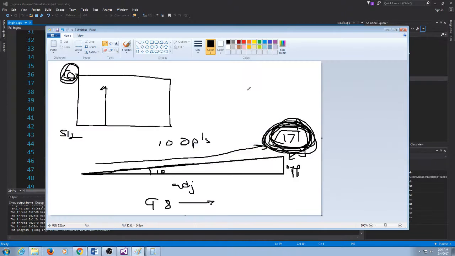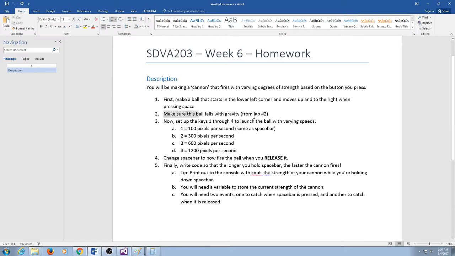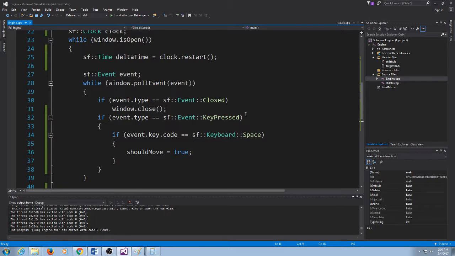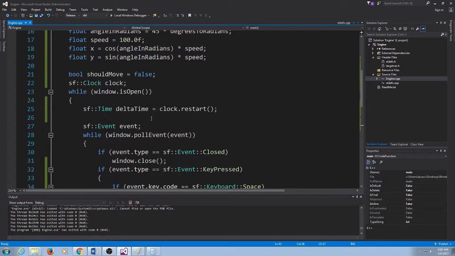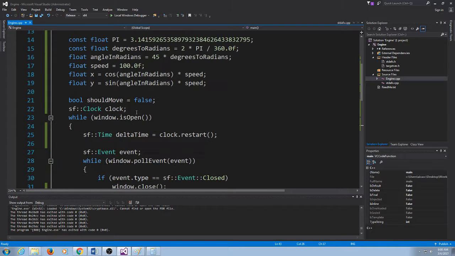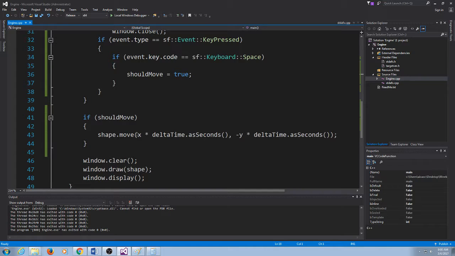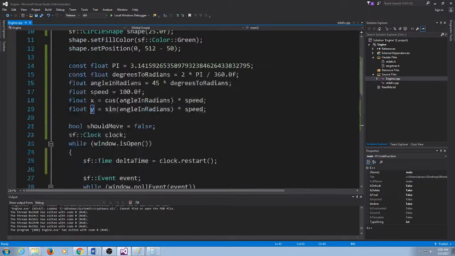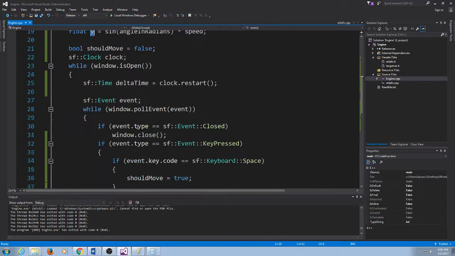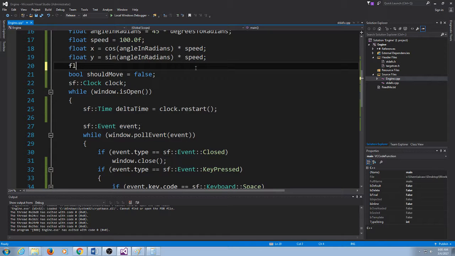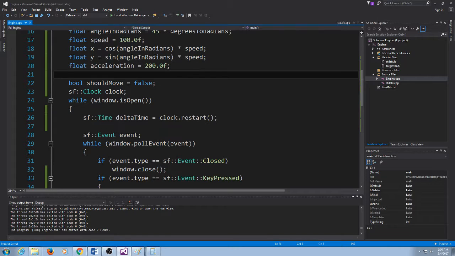Cool. All right, so the next part was to make sure that it falls with gravity. So gravity is just the concept of adjusting the speed of the ball every frame. The speed of the ball right now is a constant thing, and x and y are constant as well. So what I actually want to do here is make sure that my velocity here, my y component, is getting adjusted by gravity. This thing here represents how much I should be moving in y. If I make a new value, which is my acceleration, and make it something like, I don't know, 200, this means that I want to adjust this value by 200 pixels per second every second.